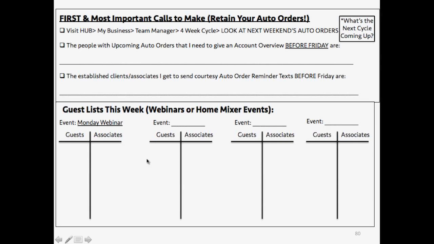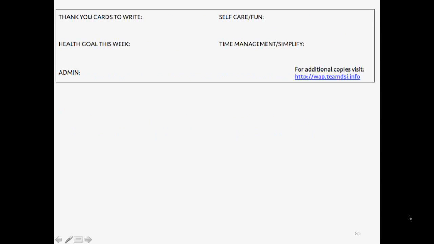Last two parts of this weekly action plan is the guest lists. Now, we always have our Monday webinar, which you want to have guests on, but we also have mixer events usually, or if you don't have an event, host an event at your home or at the clubhouse of your apartments or your condos. You write the event day, you write your guest list, you write your associates, and you build that list. These are the weekly events, maybe even webinars. I know sometimes there's webinars on health that you can invite people to. So this is really important that you know which webinars and mixer events you're working towards and guest lists that you're building each week. And the last part of the weekly action plan is thank you cards.